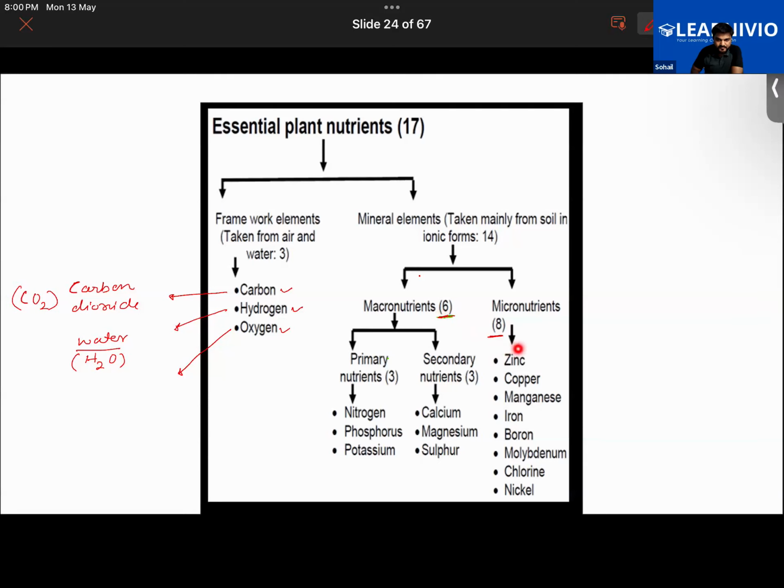Carbon, hydrogen, oxygen. See, there are 6 macronutrients. There are 8 micronutrients. Then there are 3 nutrients taken up from the air and water. So in total, you have 17 essential plant nutrients. Getting it now?